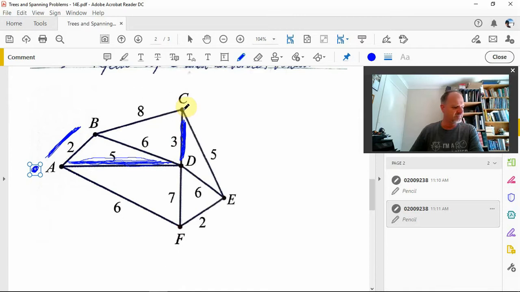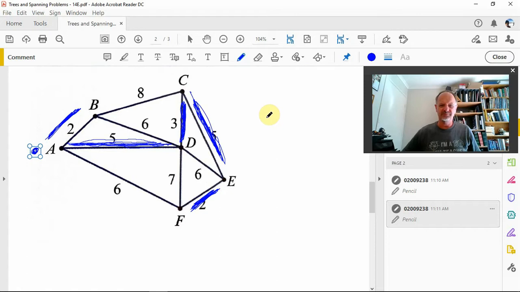All right, so now we're up to C, and for C, well, we've already been to B, so we don't need to go back there. To E, we can get there by going 5, and if we went from D, that's longer, 6. So we're going down there, that 5, and now we're here at E. The only vertex we haven't visited is F, and of course the shortest way to get there is to go from E, 2.